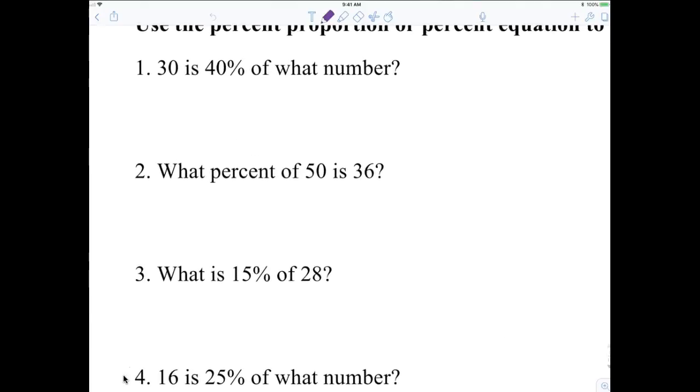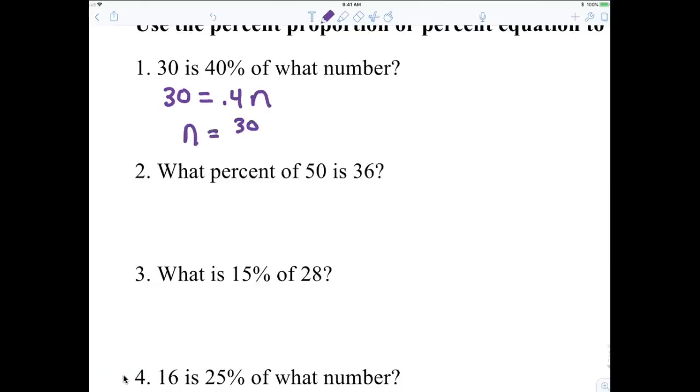So 30. Translation: is always means what? Equals. 40%. Or what decimal? 0.4. I prefer you know it as 0.4. Of in math? And then what number? N or X or whatever letter you want. All right? Anybody have any questions?